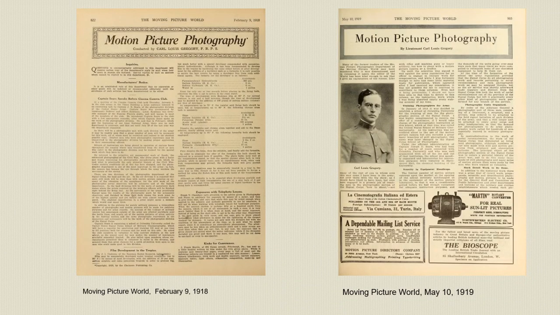Pioneering cinematographer Carl Gregory was commissioned and assigned the role as one of the lead instructors for the school. He had been editor of a column on cinematography for Moving Picture World since 1915 and made mention of the role of the school in his column. At this point, Gregory mentioned that the Signal Corps was interested in recruits with some experience in the field.